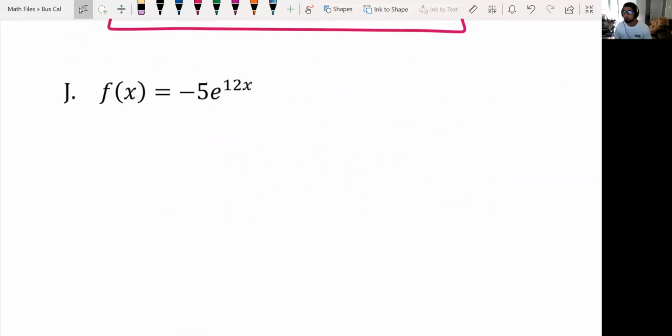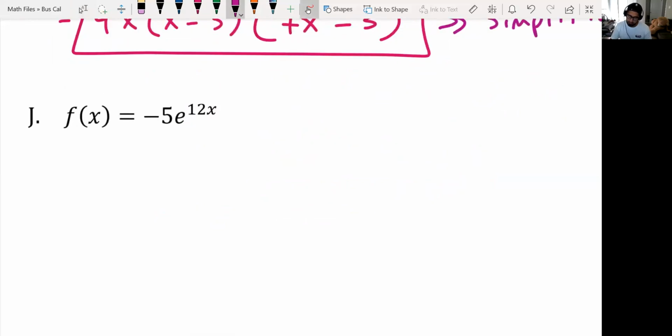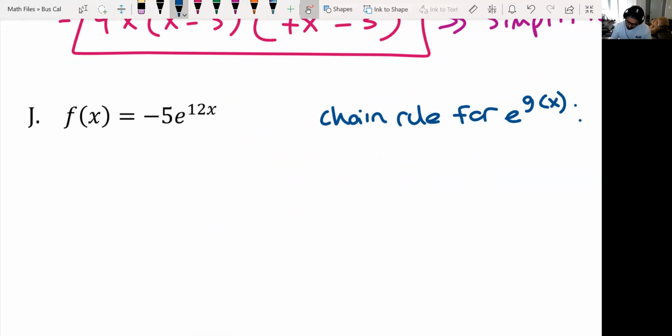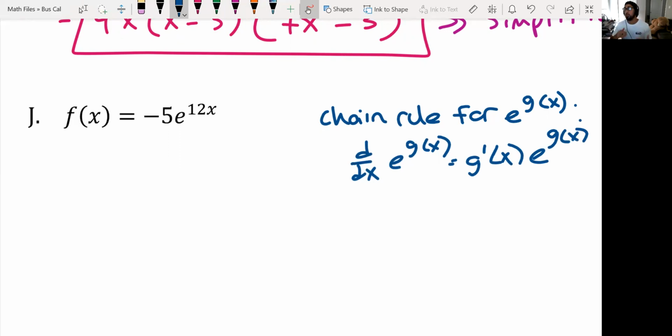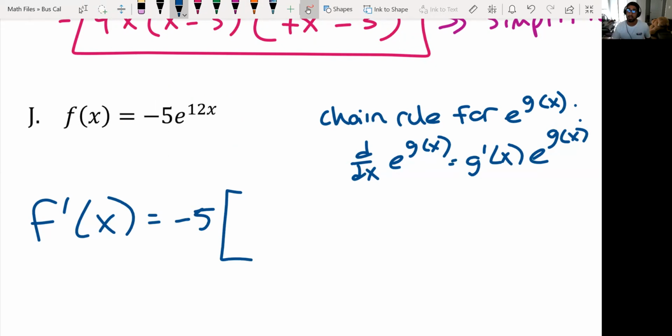All right, so here's where we're going to use that special property for e to the x, the chain rule for e to the x. Let's see, do that in blue. So the derivative, the chain rule derivative for e to the gx, which is on the front page, is the derivative of the exponent times the original function e to the gx. So when we're taking the derivative of this, we'll say f prime of x, and I'll leave that -5 on the outside.